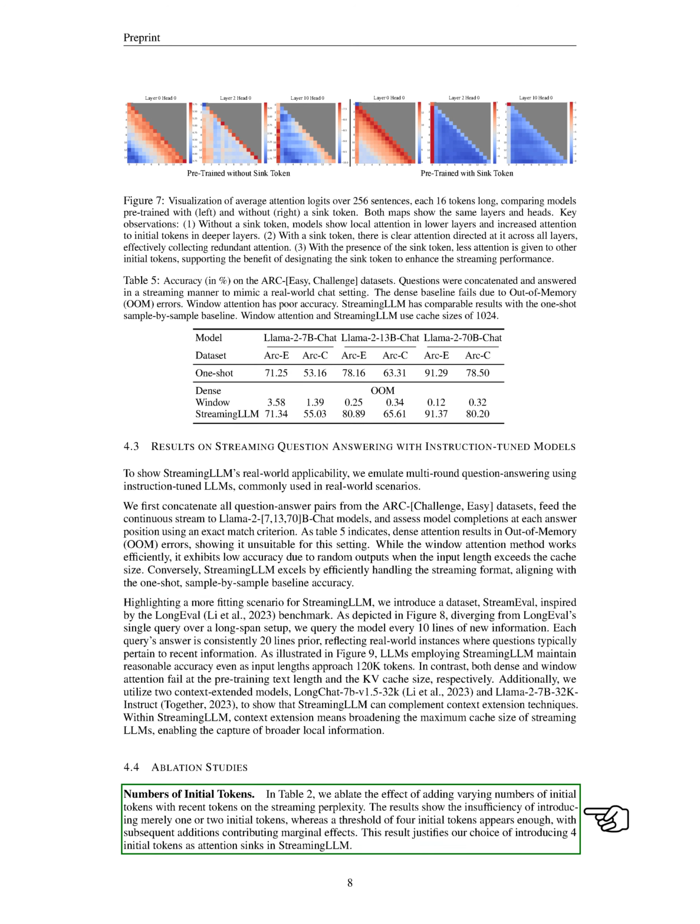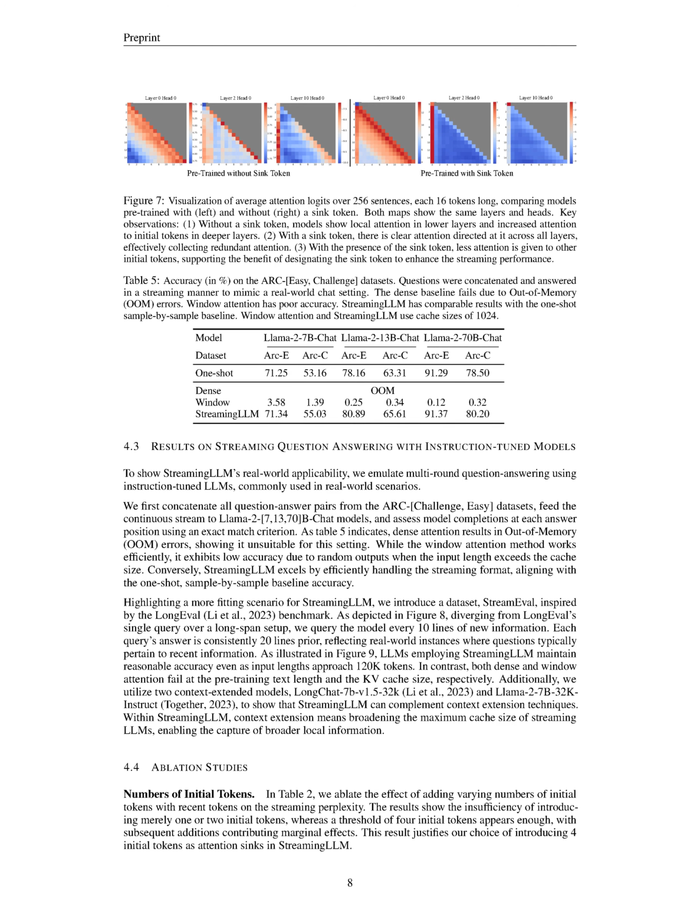Finally, we tested the effect of adding varying numbers of initial tokens with recent tokens on the streaming perplexity. The results showed that introducing just 1 or 2 initial tokens was not enough, but adding 4 initial tokens seemed to be sufficient, with additional tokens having only a marginal effect. This result supports our decision to introduce 4 initial tokens as attention sinks in StreamingLLM.